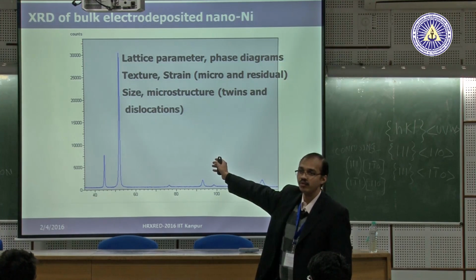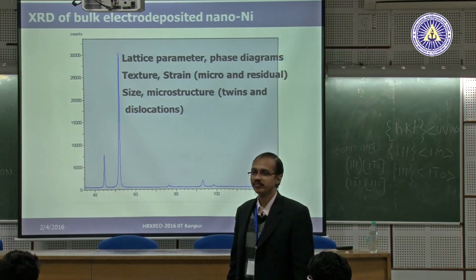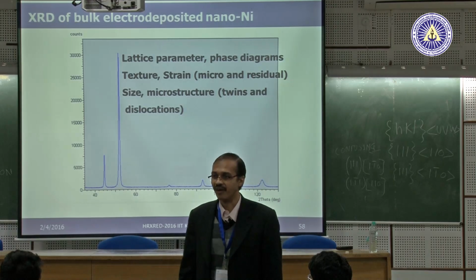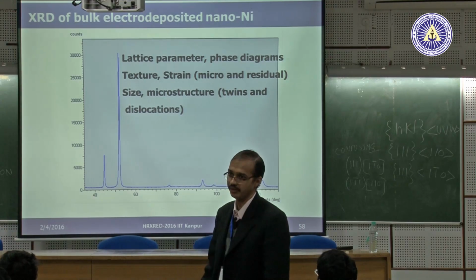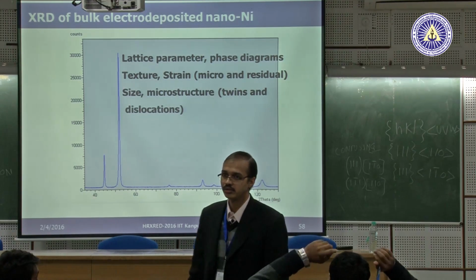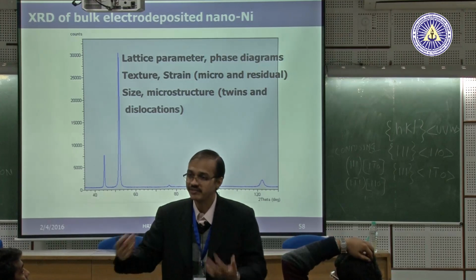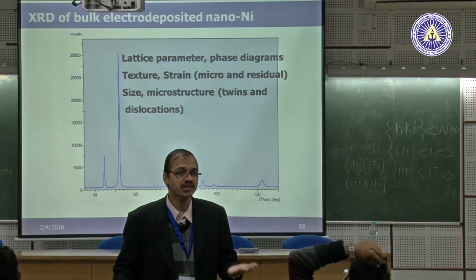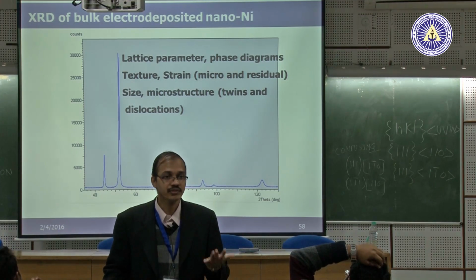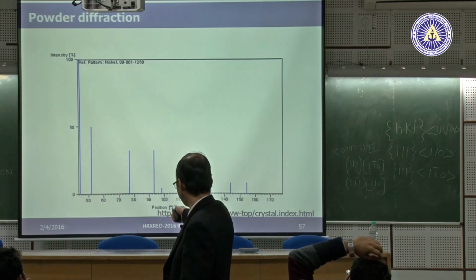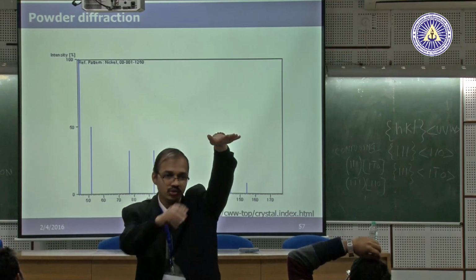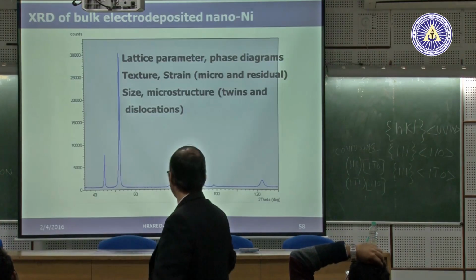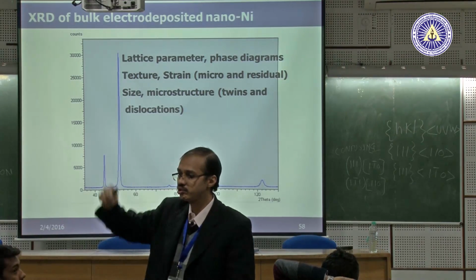So tell me, what is happening to the frequency here? Why is the intensity of the 200 peak high? The 200 planes are more, their frequency is more. So this is the first indication of texture, because there is a deviation. I should have got 111, then 200, and it should decrease. But why is 200 going up?